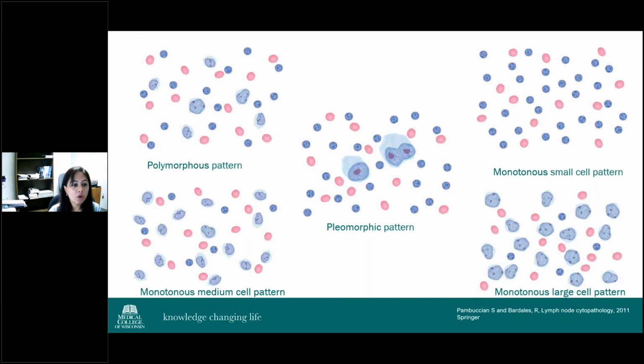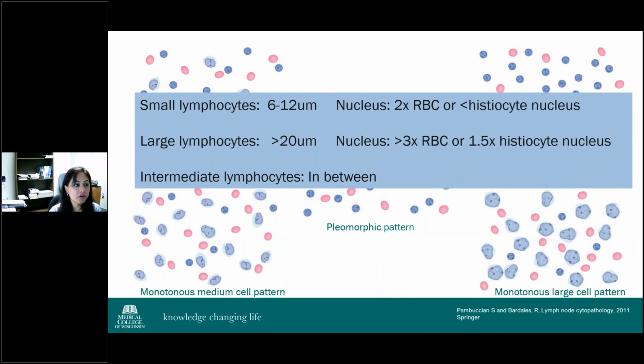So now that we know some of the main patterns that we can see on a lymph node FNA or a lymph node touch prep, let's briefly go over the types of lymphocytes based on size. We have the small lymphocytes. The small lymphocytes are usually 6 to 12 microns, and they usually are twice the size of an RBC or less than a histiocyte nucleus.